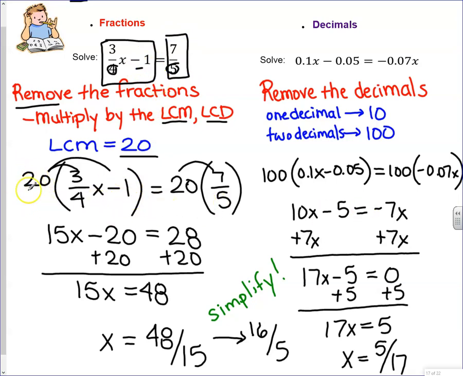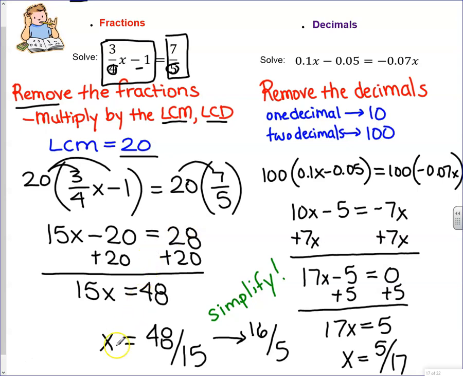So I'm going to do 20 times the left side, 20 times the right side. Again, we're distributing in the 20, so 20 times 3/4 is equal to 15. And then we have our x minus 20, because 20 times -1 gives us a -20. And then over here, 20 times 7/5 gives us 28. Of course, you can put those in the calculator. You don't have to do those off the top of your head. You can put them in the calculator.